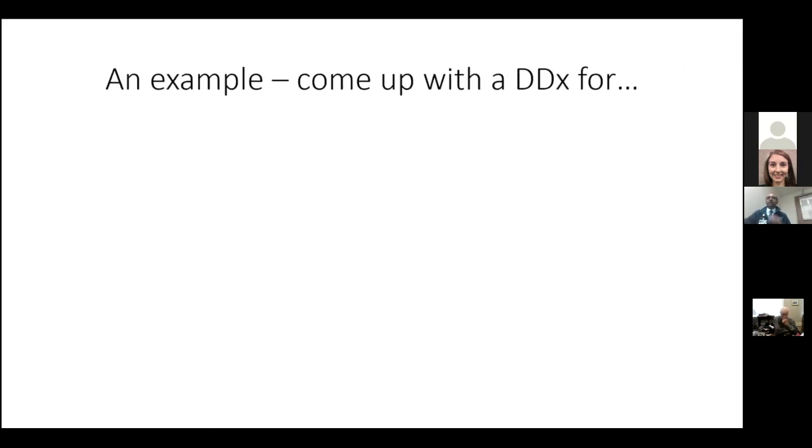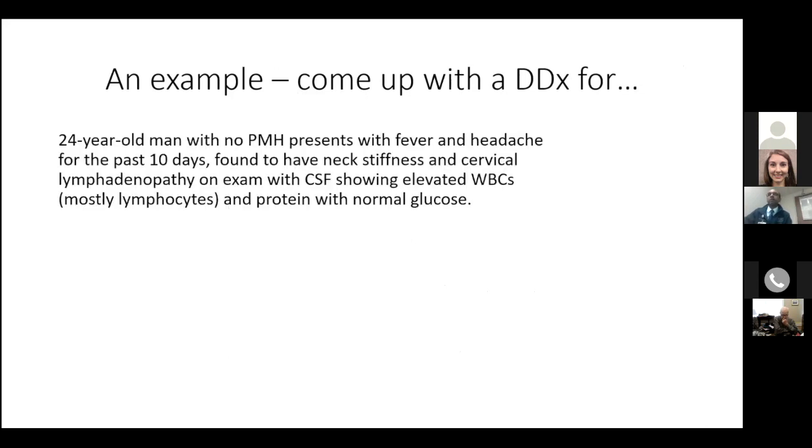And so just to illustrate this for you, I'm going to give you a clinical vignette and sort of evolve it over time and help you see the power of this process for developing a differential diagnosis. So here's a 24-year-old man with no medical history, presenting with fever, headache for the last 10 days, found to have neck stiffness and cervical lymphadenopathy on exam, with spinal fluid showing elevated white cells that are mostly lymphocytes and protein with normal glucose. You think for a moment about your differential diagnosis.